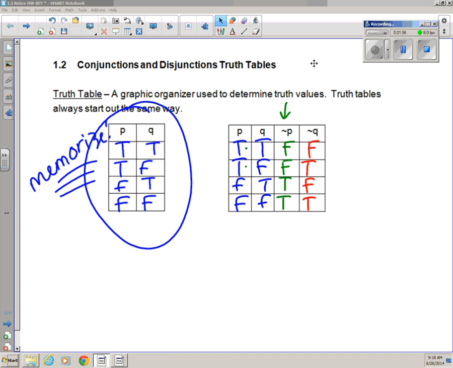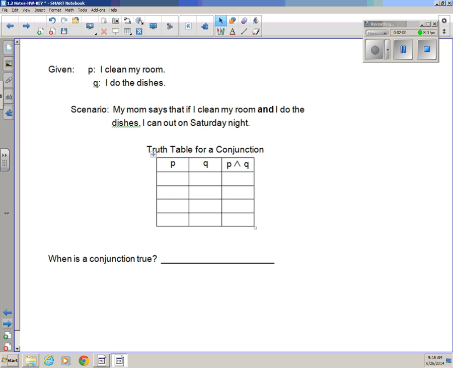Those don't have to be memorized, what's in green and red, but what has to be memorized is what's in blue. Okay, so we're going to give you scenarios that make it a little bit easier for you to remember these things. So the first sentence, P, is I clean my room. The second sentence, Q, is I do the dishes.